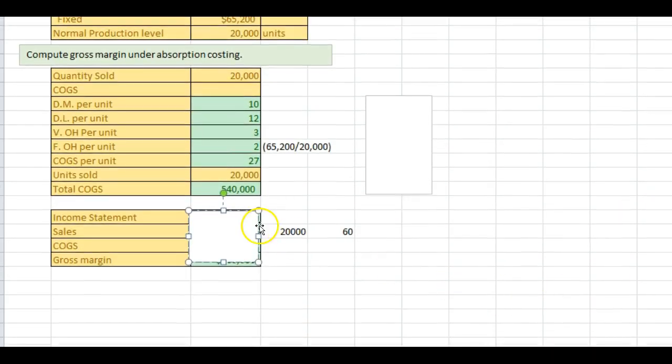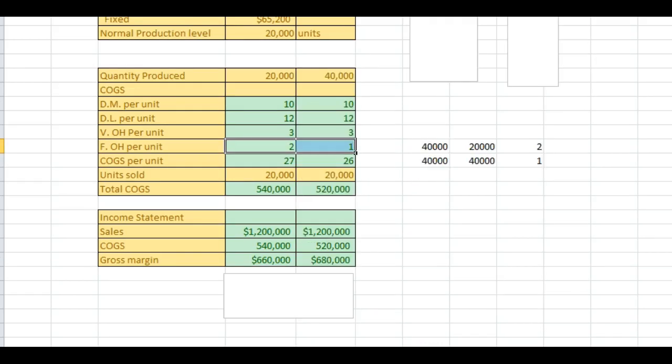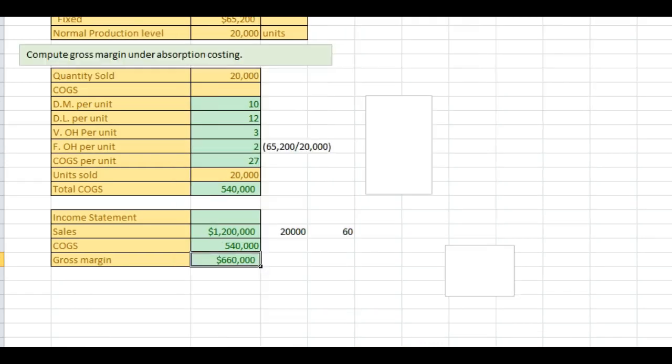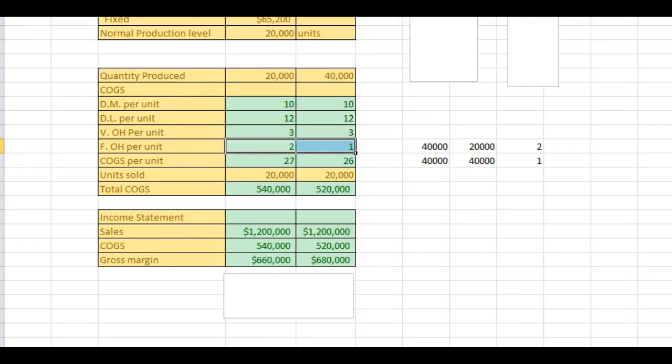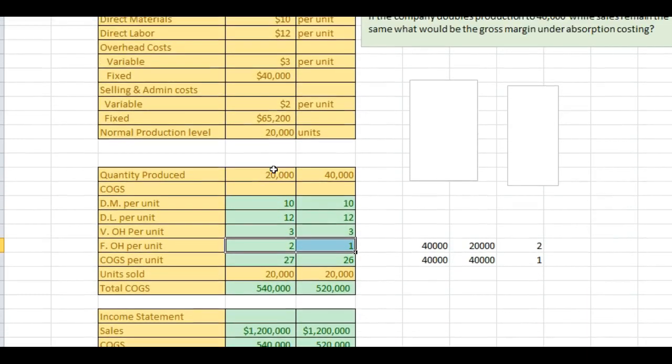And if I want to do a really quick income statement, I then find I had sales of $1.2 million, cost of goods sold of $540,000, and a gross margin of $660,000. Fairly straightforward. Now let's do a comparison here. We do the same thing that we had. So you see the 660. This is all the same. We've got that $27 per unit.